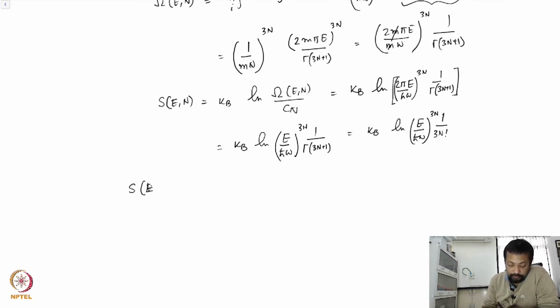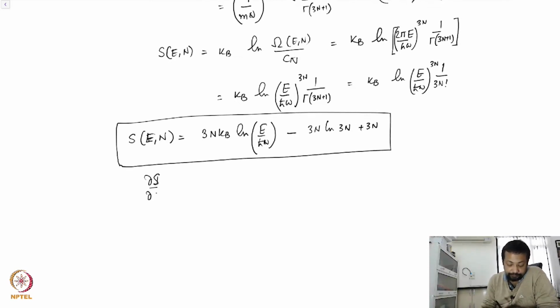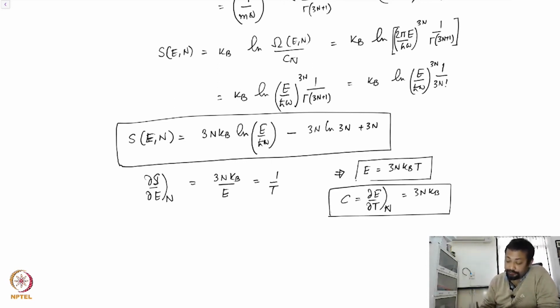So S(E, N), let's now expand this, is 3n k_B ln(E / ħω), this is dimensionless, minus 3n ln 3n plus 3n. So this is the entropy of your ideal solid. ∂S/∂E, with N held constant. There is no volume which appears over here because your Hamiltonian itself now depends on the coordinates. It's just 3n k_B over E and is equal to 1 over T, which implies that the energy is 3n k_B T. The specific heat, which is ∂E/∂T at constant N, is just 3n k_B. And this relation that you have is called the Dulong-Petit law. This is the energy of the system as a function of temperature.